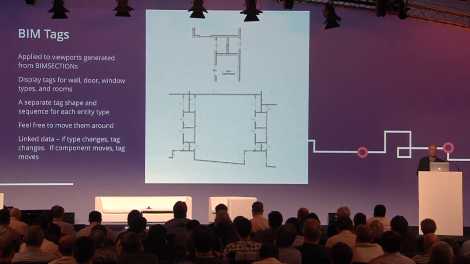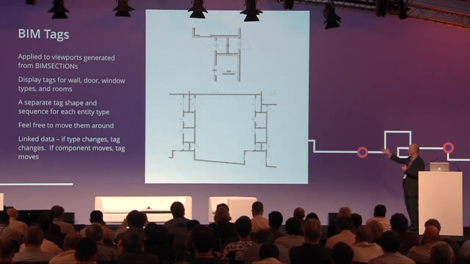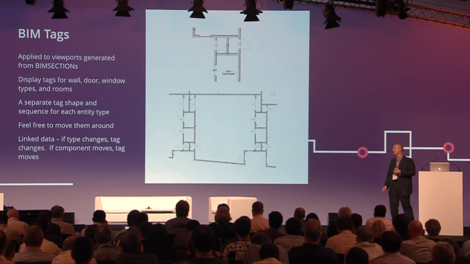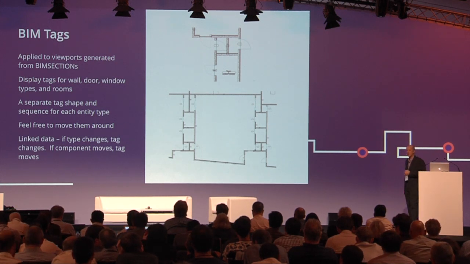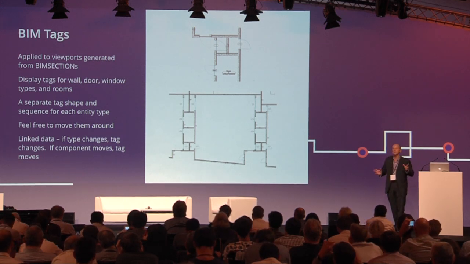And BIM tags, so it's applied to the viewports after the section is generated. Again, it's just for the types, the walls, the doors, the windows, etc. And it's a separate tag shape for each type. Feel free to move them around. They don't care where they go. And it's linked data.